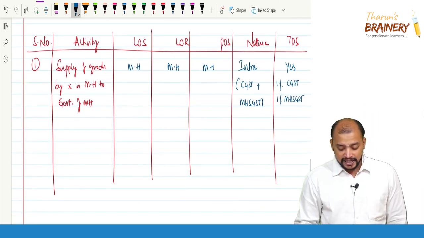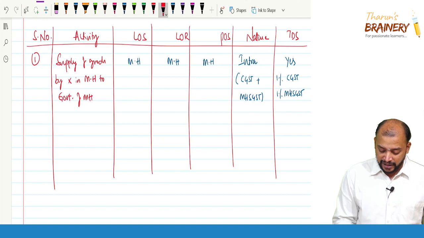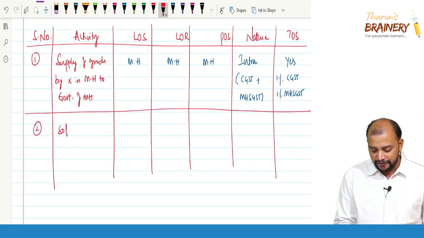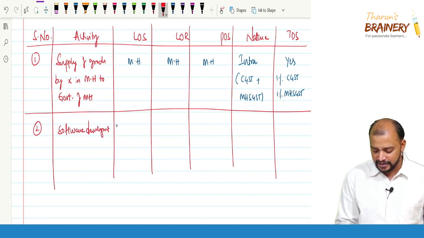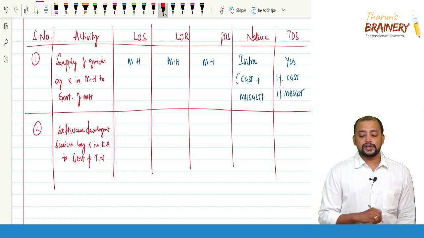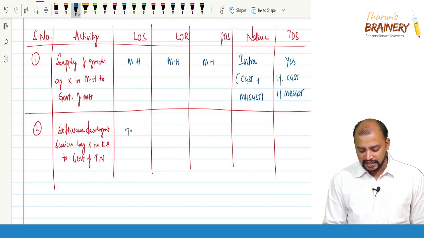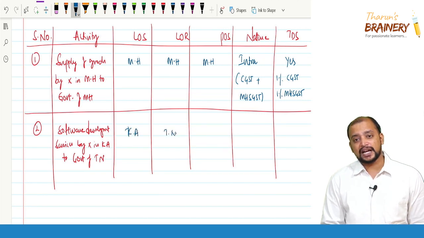Okay. Whereas suppose if it is interstate supply, let's take that example, that is software development services by X in Karnataka to government of Tamil Nadu. In this case, what is taken as the location of supplier? Location of supplier will be taken as Karnataka, and location of recipient will be taken as Tamil Nadu.